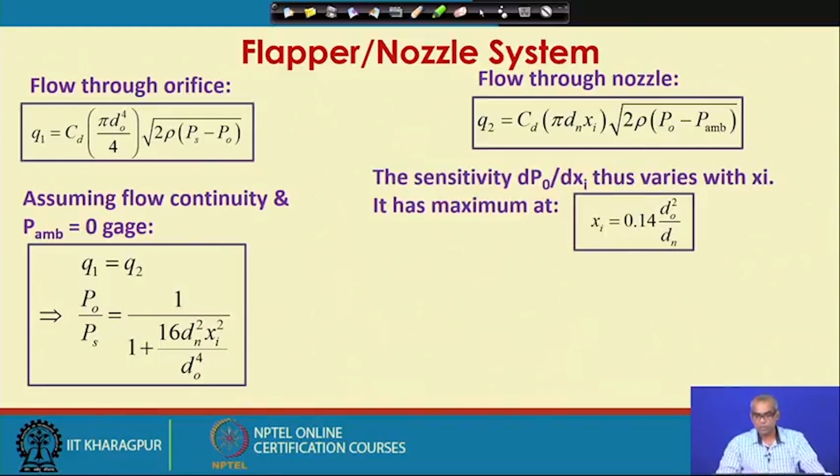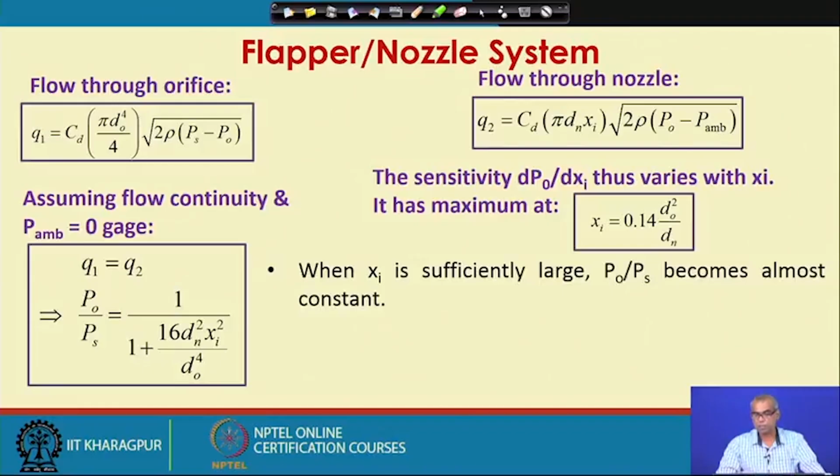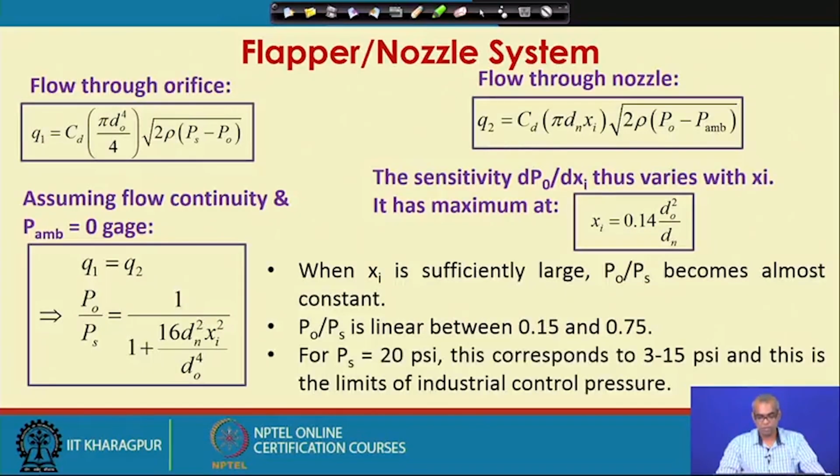The sensitivity dP0 by dxi thus varies with xi. It has a maximum at xi equal to 0.14 d0 square by dn. When xi is sufficiently large, P0 by PS becomes almost constant. P0 by PS is linear between 0.15 and 0.75. For PS equal to 20 psi, this corresponds to 3 to 15 psi, and this is the limit of industrial control pressure.